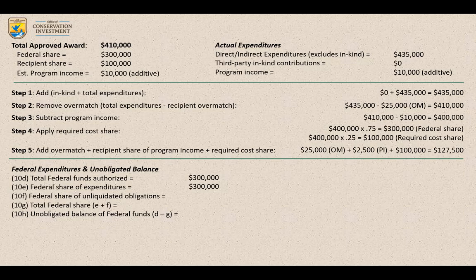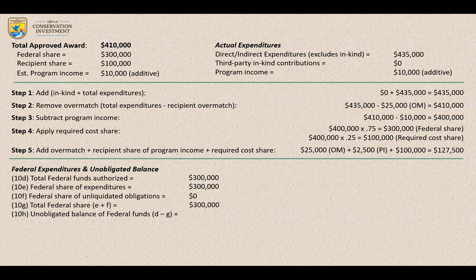Field 10F represents the federal share amount of any recipient unspent obligations. Since this is a final federal financial report and our scenario states that the award is completed, this amount is 0. In Field 10G, the recipient adds the values in both 10E and 10F to get the total federal share of $300,000.